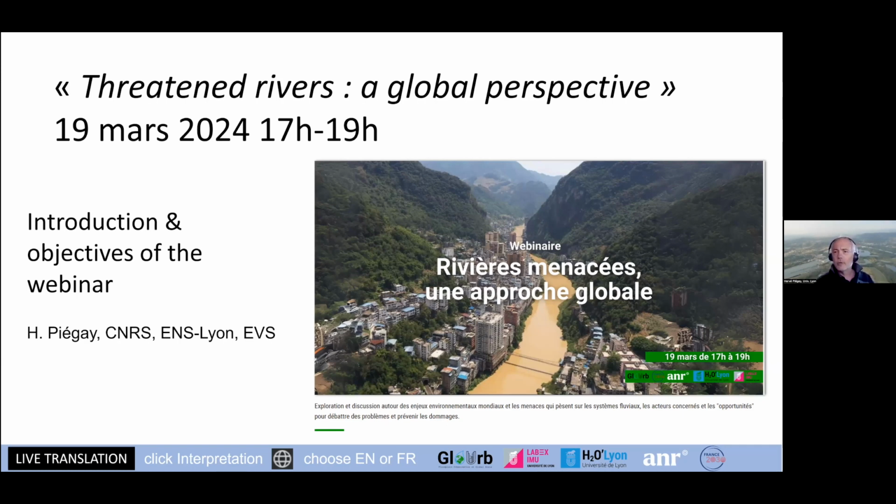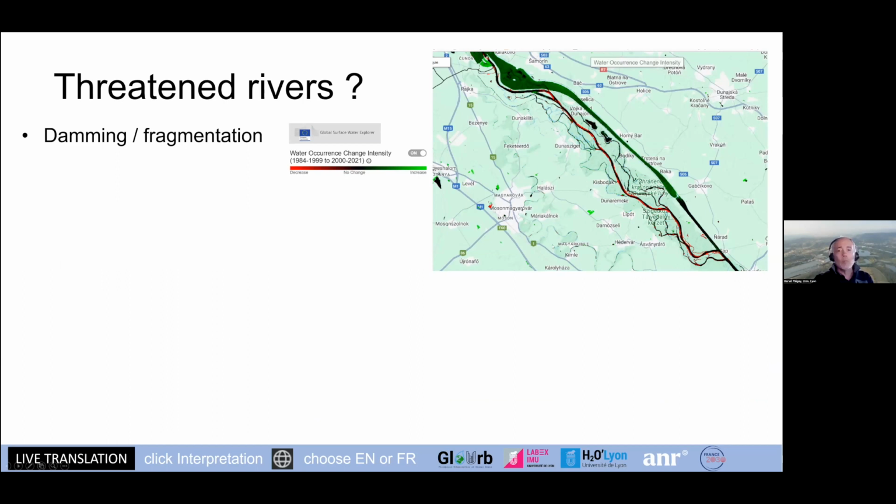So let me introduce the seminar. I'll come back to the objectives. Today we're looking at the threatened rivers and discussing the global approach. What do we talk about? We're talking about several threats, multiple at the global level. Major work will be discussed later on. Work has been done on the impact of dams and the fragmentation processes that take place along the river reaches, which of course fragment the continuums.